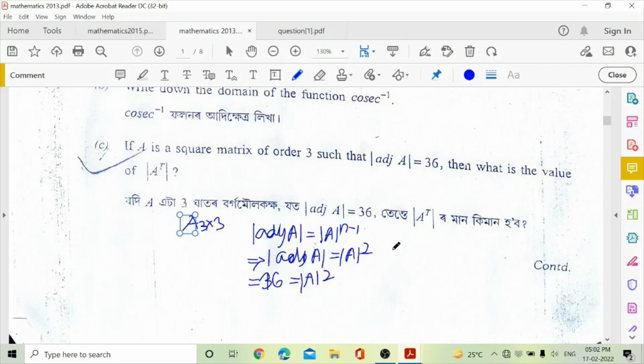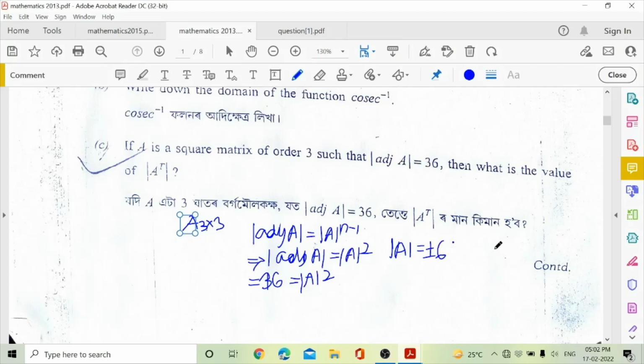Correct? So determinant of A will be equal to plus minus 6. Am I correct? Determinant of A square is equal to 36, so determinant of A is equal to plus minus 6. It is not modulus, it is determinant, so determinant may be positive or may be negative. If determinant of A is equal to plus minus 6, then what is the value of determinant of A transpose? It is known to you.